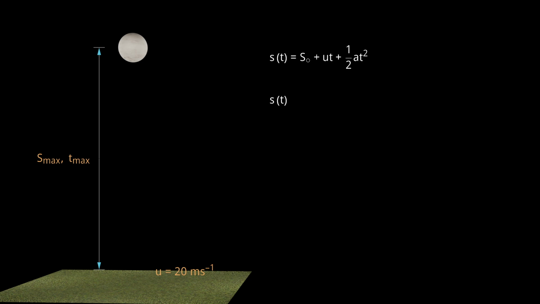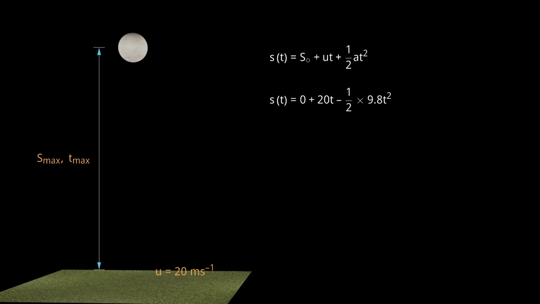Now, what is S sub 0? This represents the initial height of the ball. In this example, the initial height is 0. U is the initial velocity, which is 20 meters per second, and A is the gravitational acceleration, which we take as negative 9.8 meters per second squared.